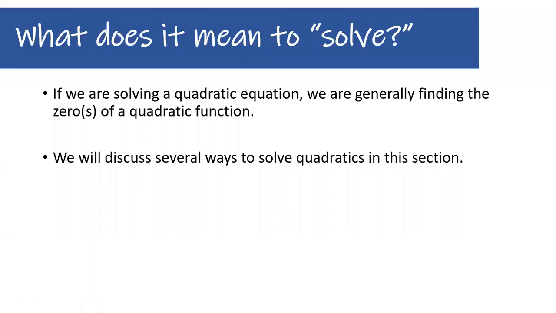So remember in the last section, we talked about quadratic equations and what they were. The quadratic function has a parabola for a graph, and it can have up to two solutions, as we'll see. What does it mean, though, when we talk about a solution? Generally speaking, we are just finding the zeros of a quadratic function. We're going to talk today about several ways to solve quadratics in this section.